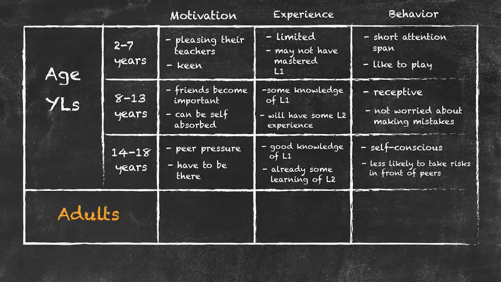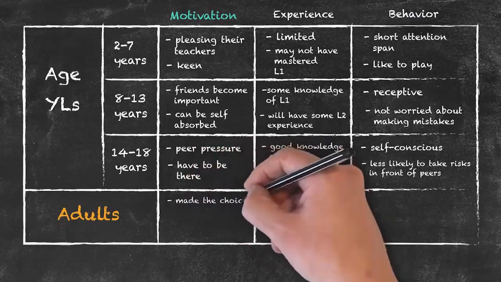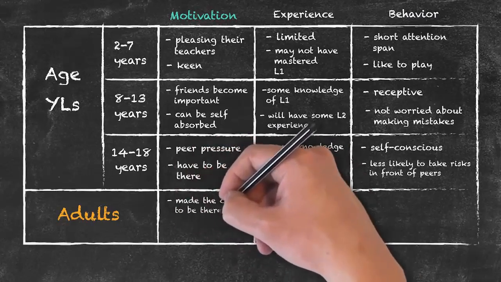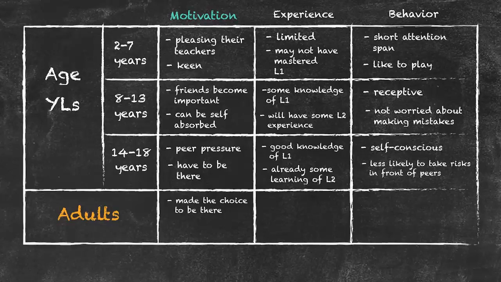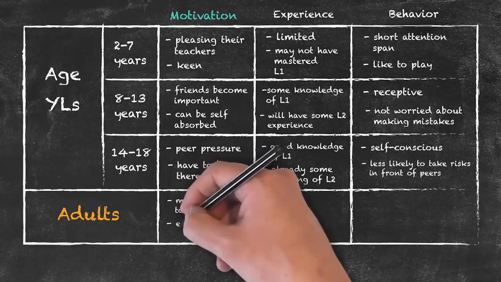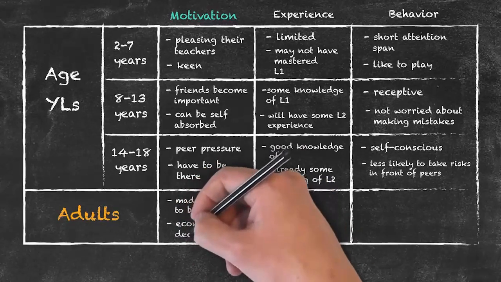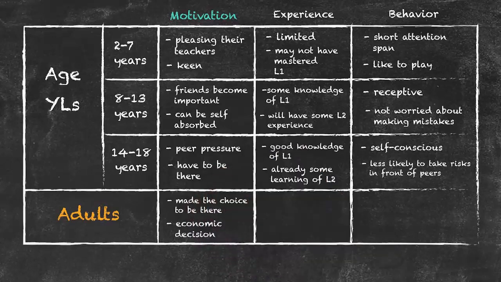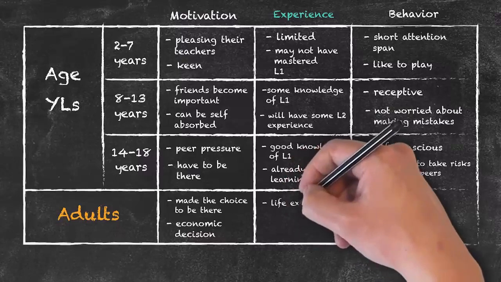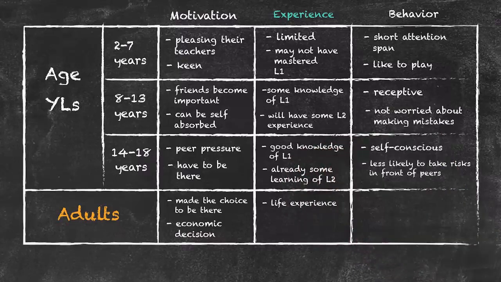Obviously, in terms of motivation, with an adult class, they don't always have to be there. They've often made the choice to be there, although this is not always the case. And secondly, quite often this decision to actually be there is an economic one. In other words, by learning English, they can greatly increase the income that they can produce. More often than not, obviously, they will bring a lot of experience to the classroom, and they'll probably have had quite a lot of language learning experience.